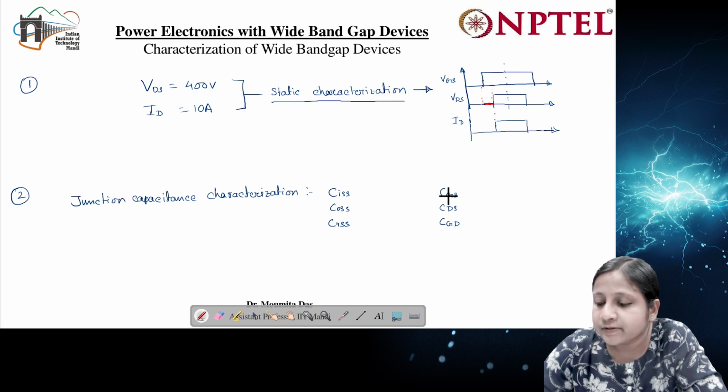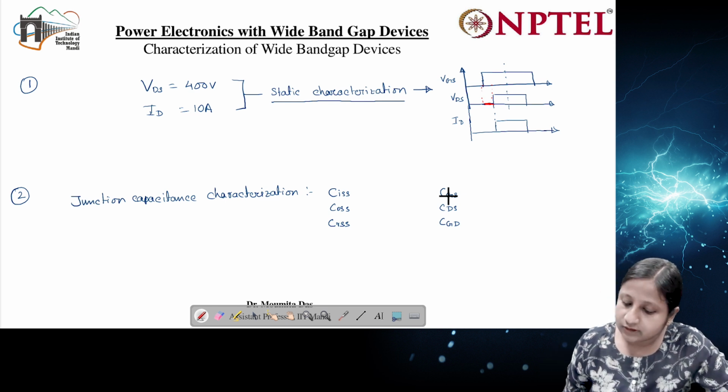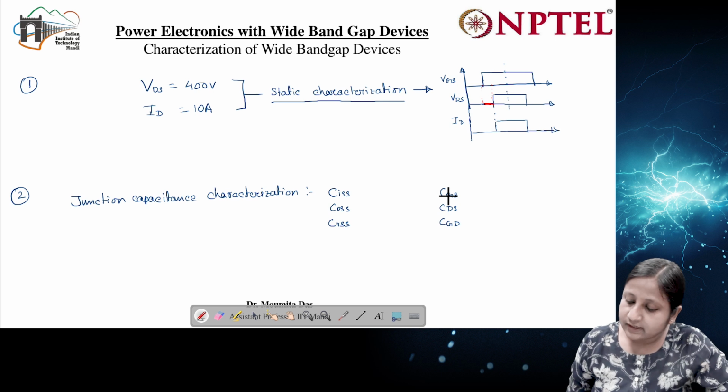Those calculations we will see in detail in the next lectures. Today I'm just telling you the basics of this characterization: why we need characterization, and what the different types of characterization are. We will see in detail in future lectures. So this is about the junction capacitance.